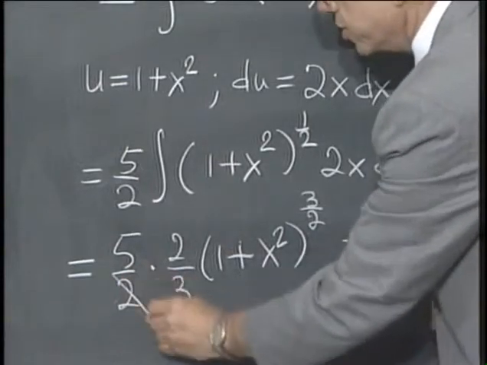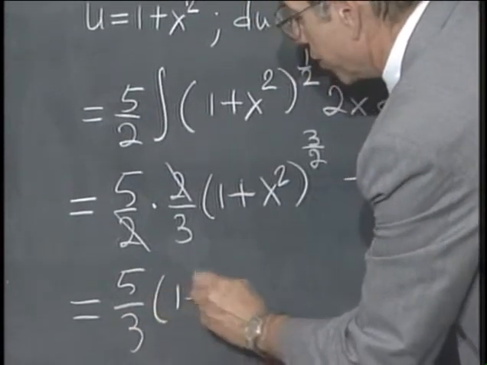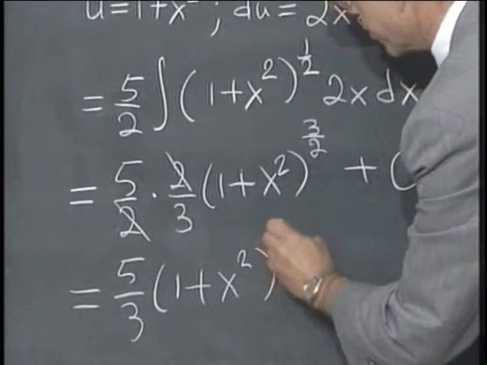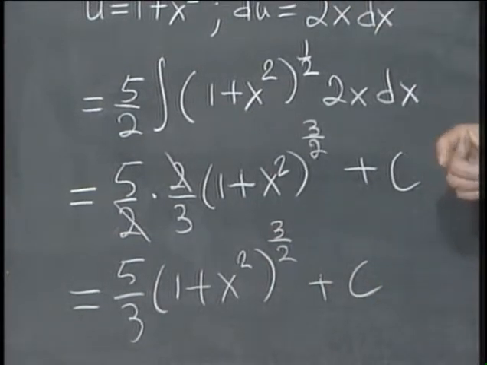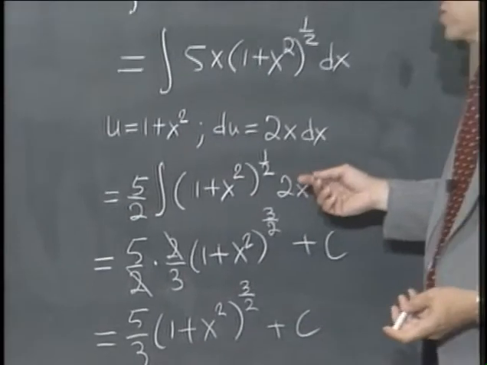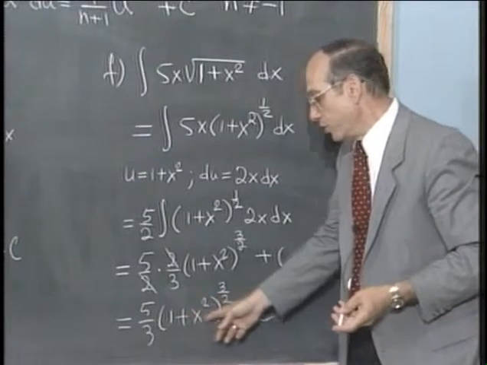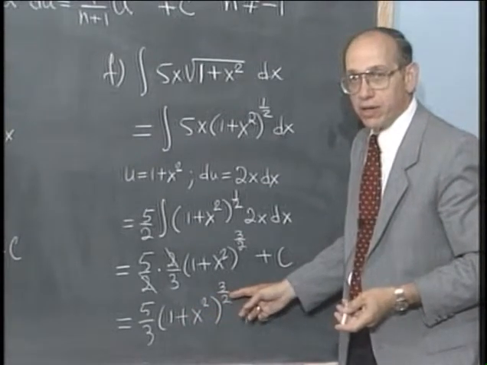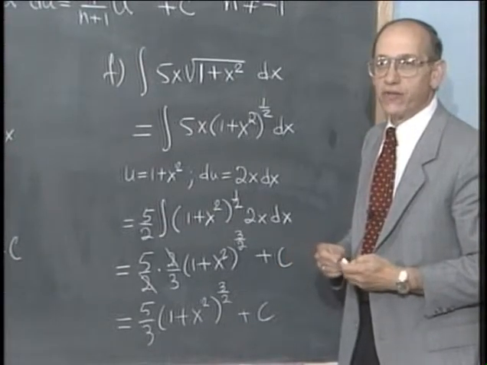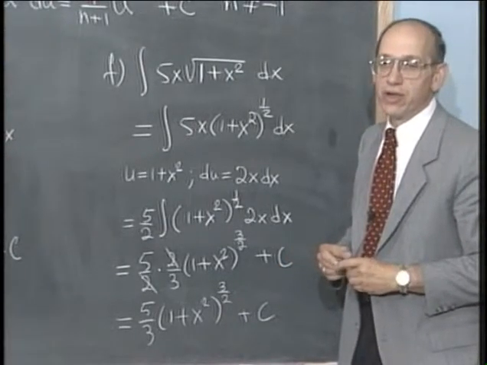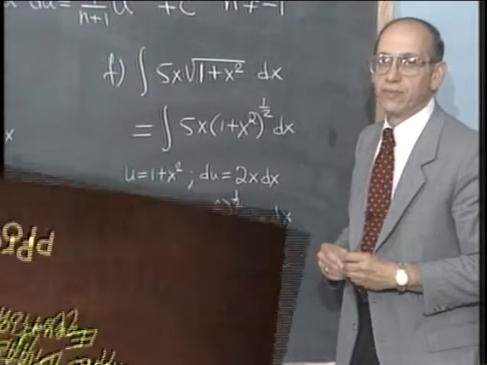And now we can cancel these 2's, and you get 5 over 3 times 1 plus x squared to the 3/2 power plus c. Now, people always ask me, what happened to that x? There was an x in the original integral. It's gone. We only have a 1 plus x squared with a power. And the answer is nothing happened to that x. That x was incorporated into the differential. If that x had not been there, we could not have done the problem at all, at least not at this stage.